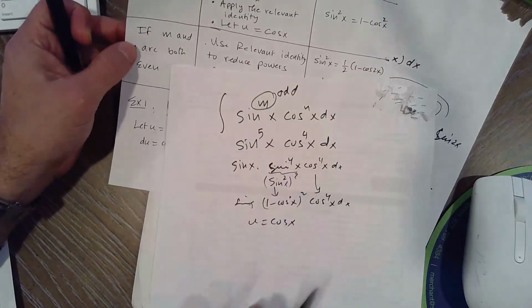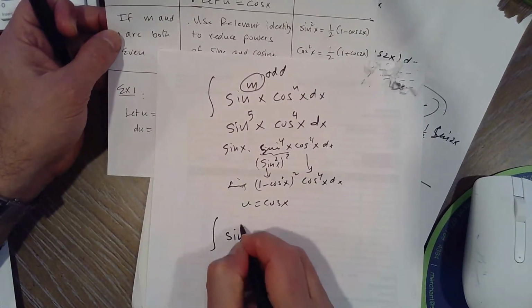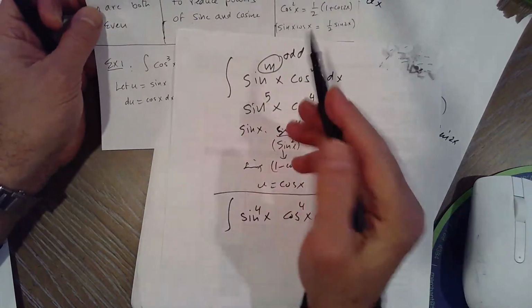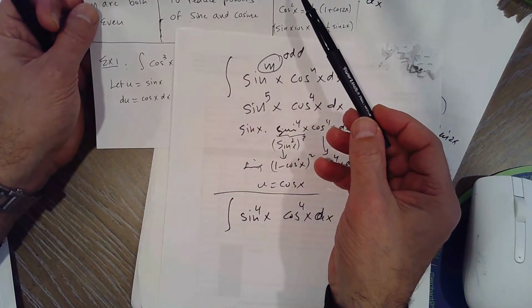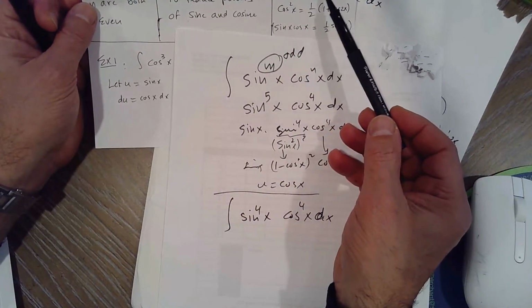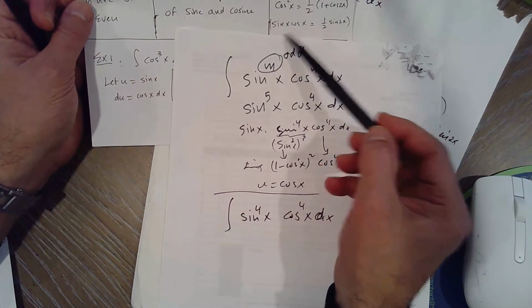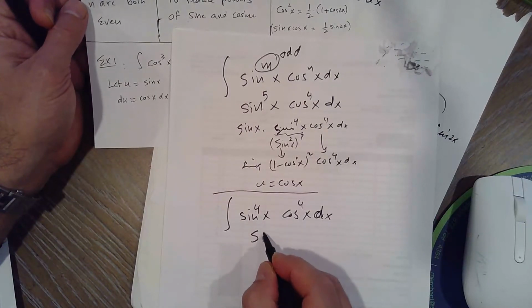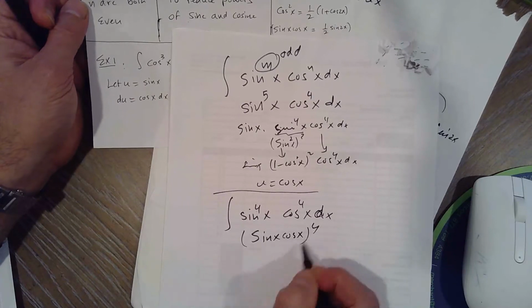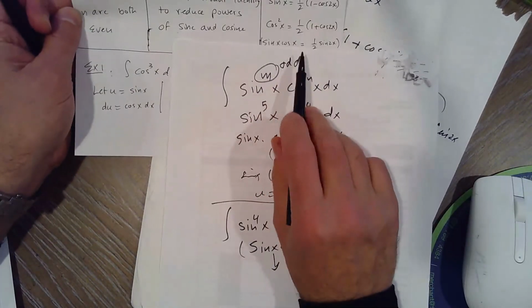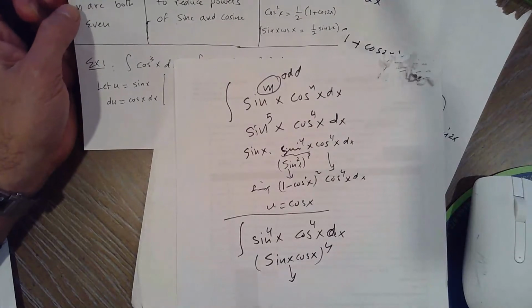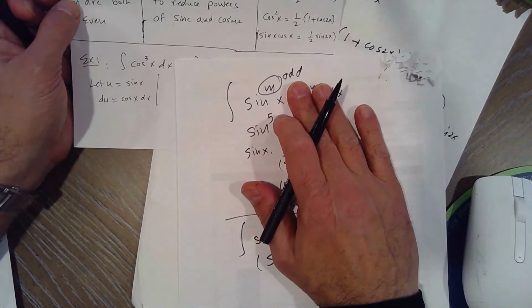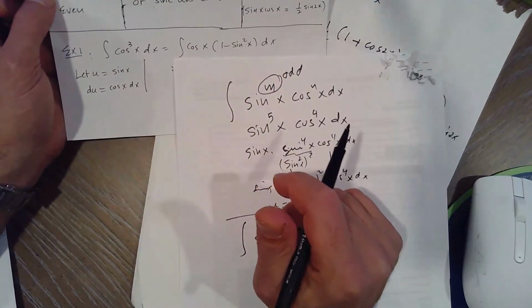If m and n are both even, say if you have sine 4x cosine 4x dx, use the relevant identity. You can do sine square x equals 1/2 times (1 minus cosine 2x), or, if they're the same power, you could write sine x cosine x first and then use that identity. Okay, we're going to see examples, but that's what you need to do. So when you have sine to a power, cosine to a power, even one of them to a high power, you look at that and see if it's relevant.